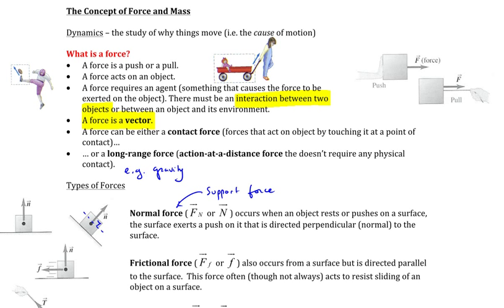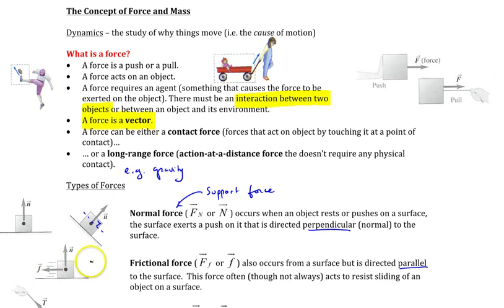Next, on to our next force. I'm sure you've heard about the term friction. This is another type of contact force, like the last one that we just discussed, but in this case, the normal force was acting perpendicular to the surface, whereas the frictional force acts parallel to the surface.